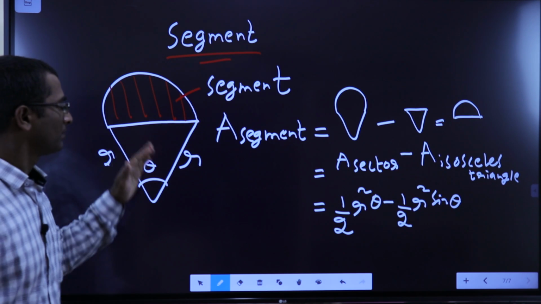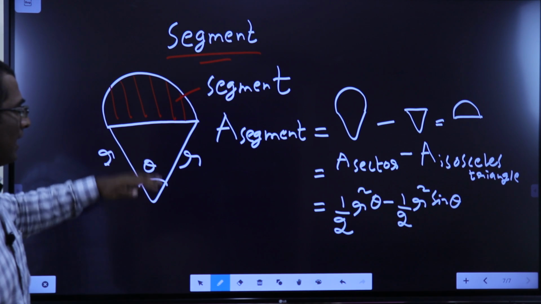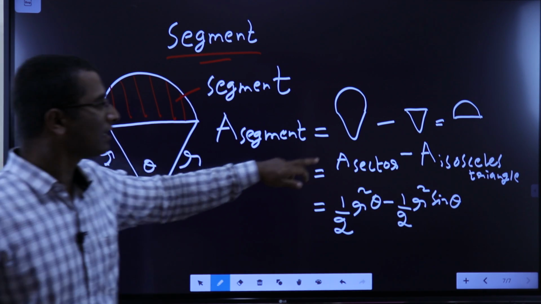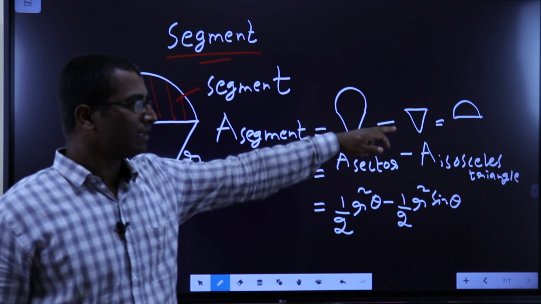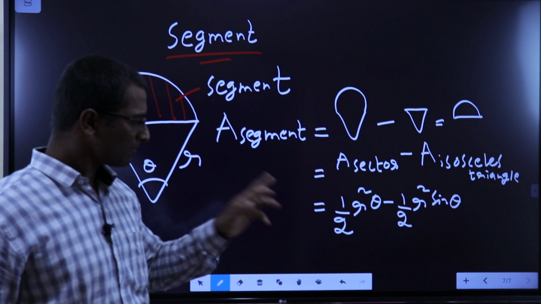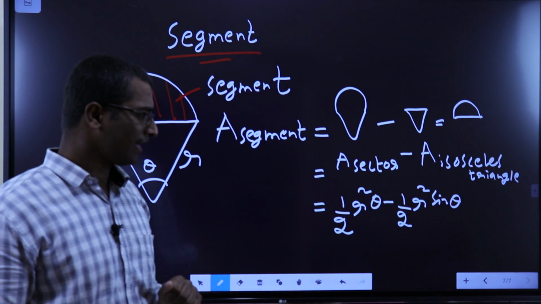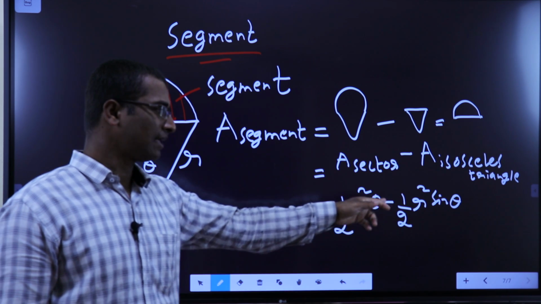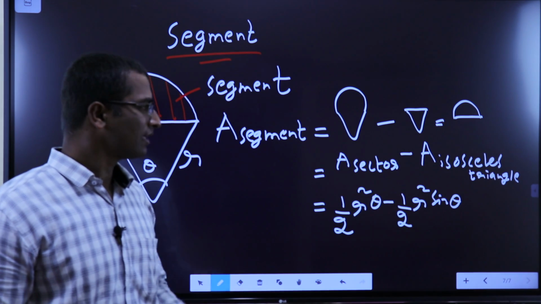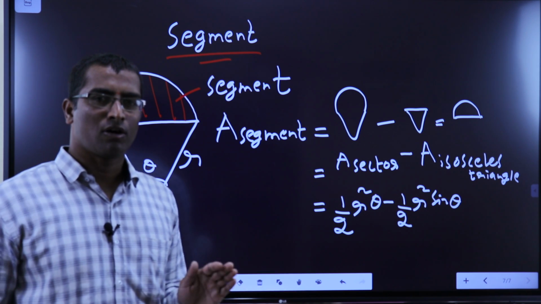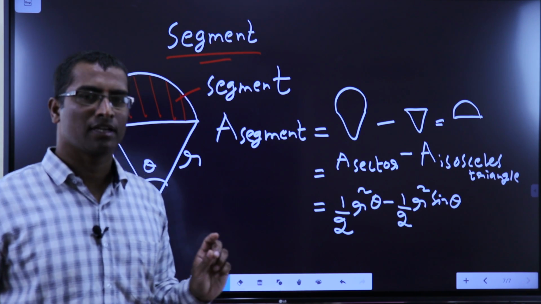Next, segment. From a sector, if you remove this triangle, this part is called the segment. And to calculate the area of a segment, sector minus triangle will give me the segment. The sector formula is half r square theta, the isosceles triangle formula is half r square sin theta. So half r square theta minus half r square sin theta is the area of a segment. This completes all the formulas you need to know in radians.